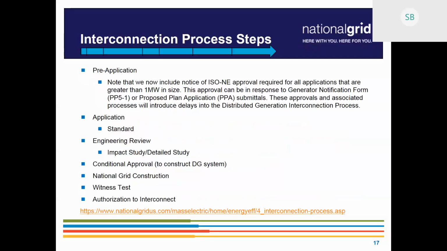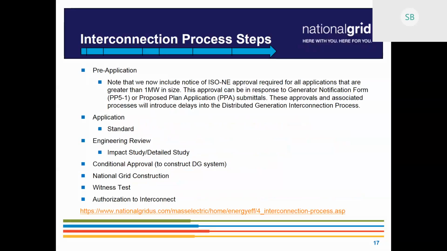So there are a few steps to the standard process. We have pre-application. During this time, you will be notified as to whether your project will be responsible for having a generator notification form or a PP5-1 or a proposed plan application, a PPA. We'll go through a little bit of this more throughout the presentation as we get to Carlos's section. We also have the application, and that usually takes around 10 business days. We'll go into that a little bit further later.